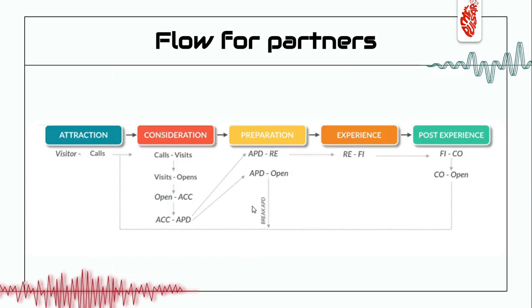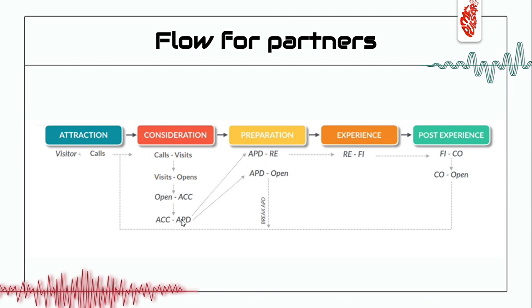And how it goes is that the attraction part starts from a visitor to making the first call, the first touch point, and then we go to consideration, where we make the visit and the first meeting, and it depends on how many meetings need to be done. And then we go from visit to open, then from open to accepted, and from accepted to approved. And this depends on the EP state too.